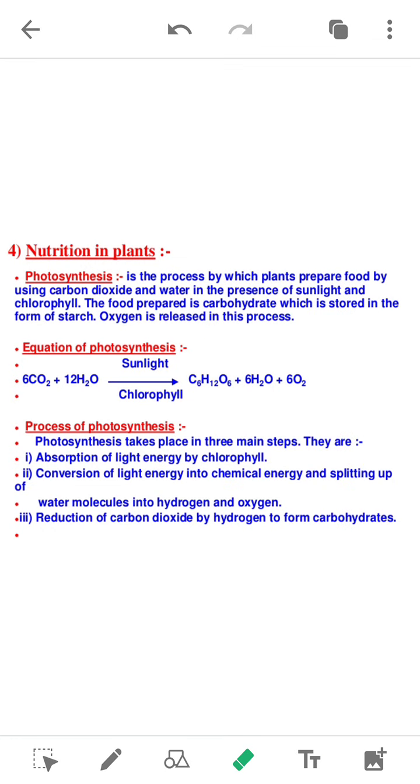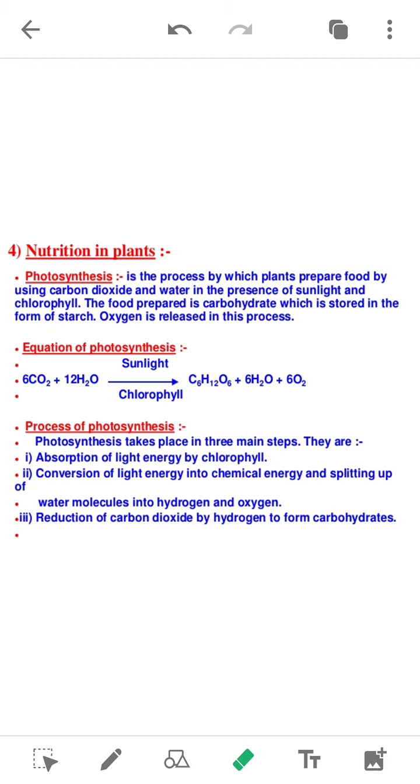Photosynthesis is the process by which plants prepare food by using carbon dioxide and water in the presence of sunlight and chlorophyll. The food prepared is carbohydrate, which is stored in the form of starch. Oxygen is released in this process.